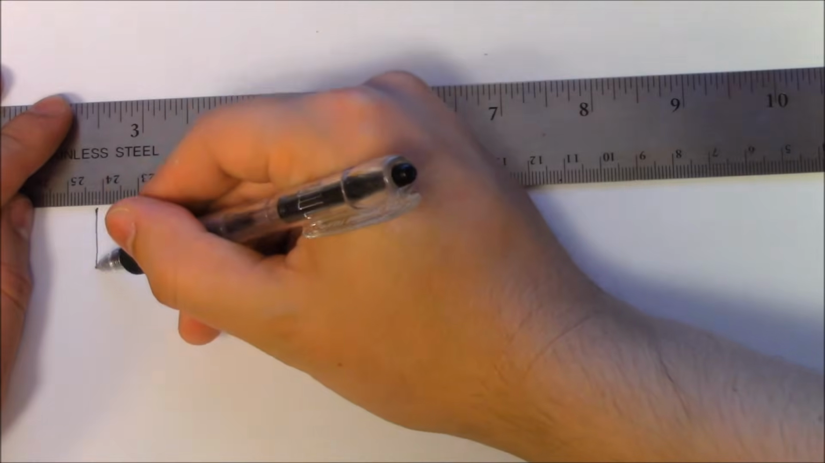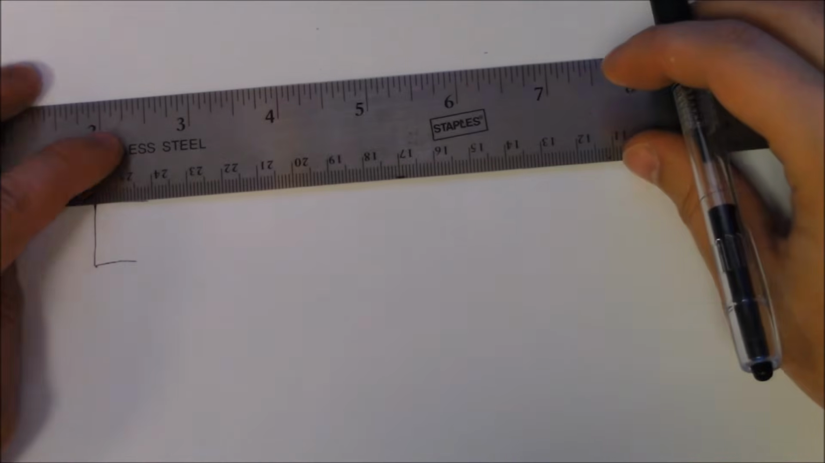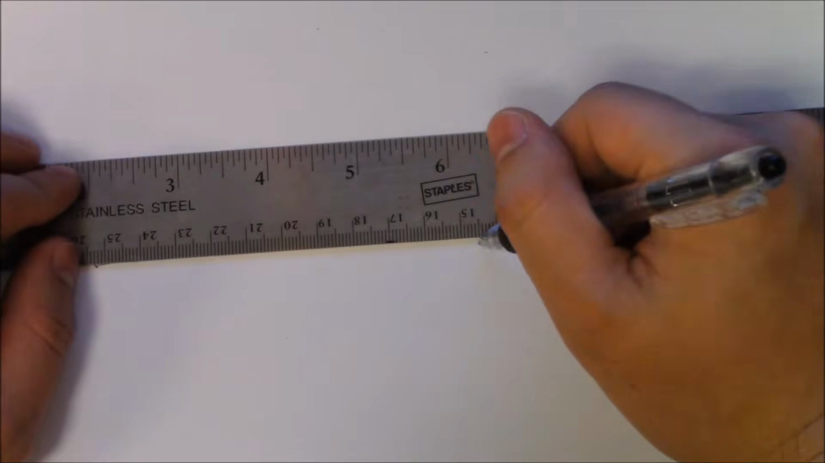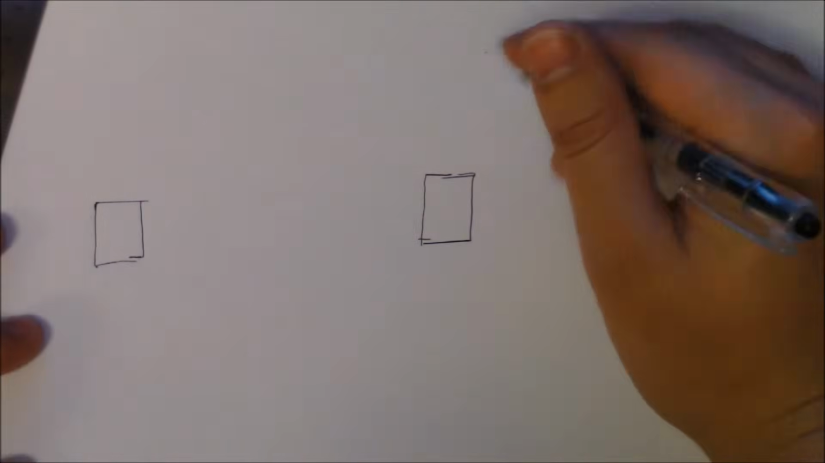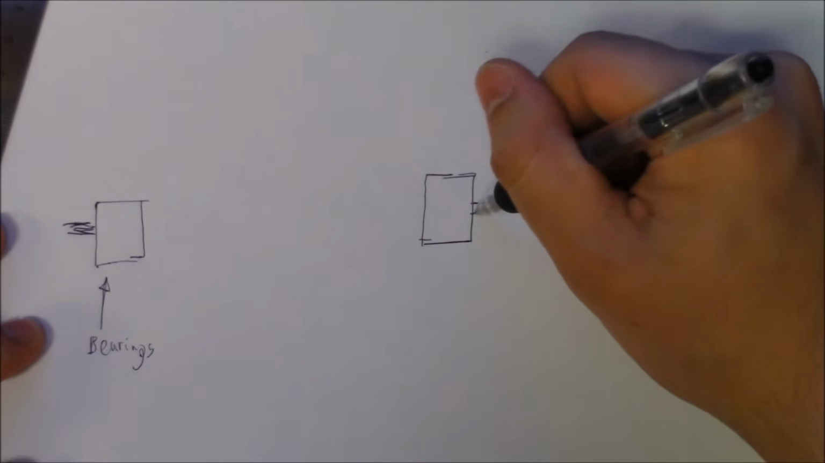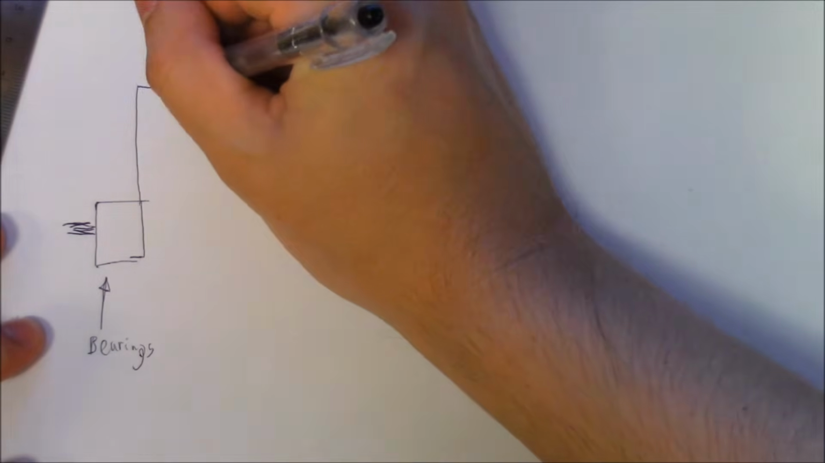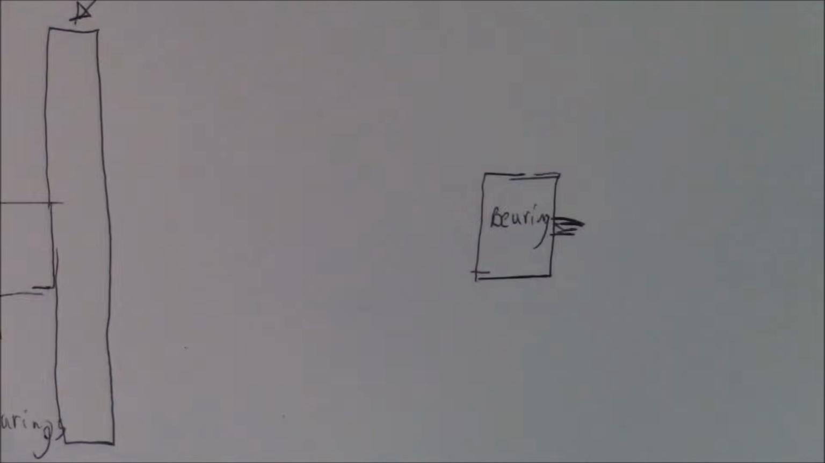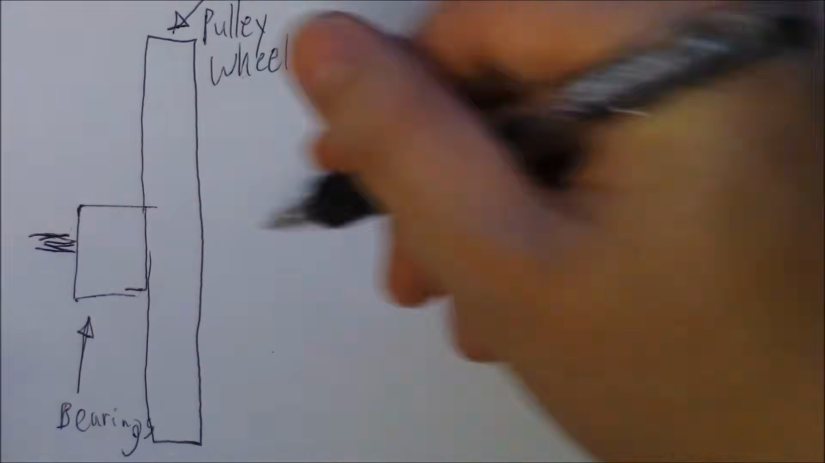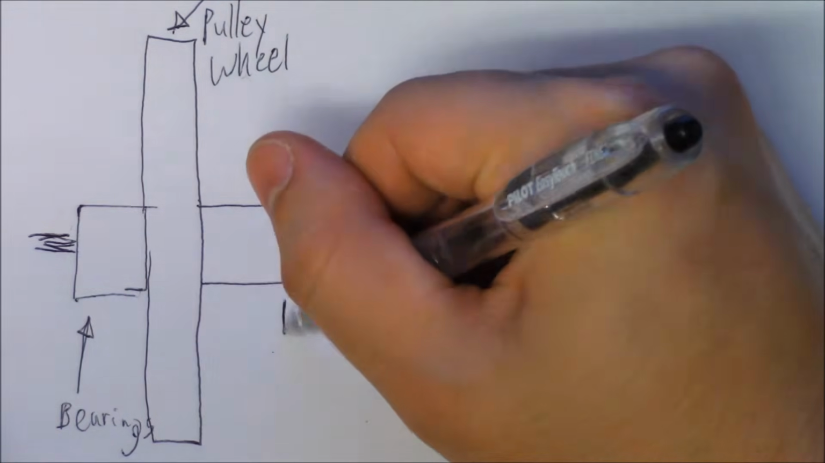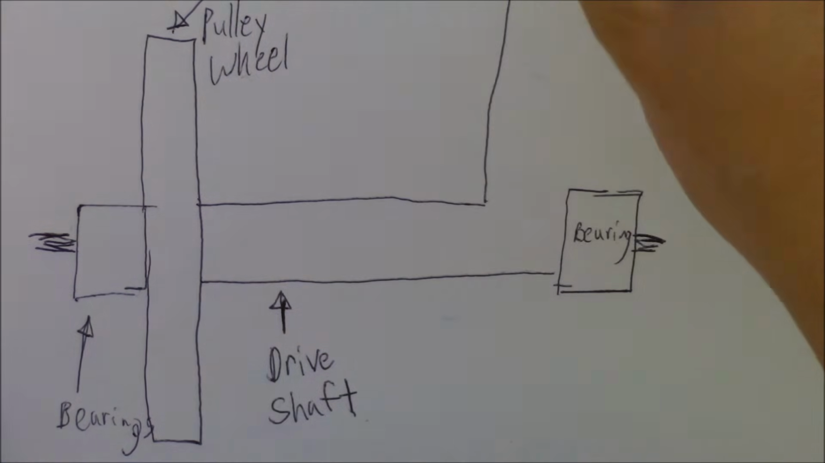Let's use a multiple rotations trebuchet with a free hanging sling as an example. I am drawing a front view of the arm. There are bearings on the ends, allowing the arm to rotate freely. On the left there is a pulley wheel driven by a falling counterweight. This is connected to the arm by a drive shaft, placing the arm a safe distance away from the counterweight.